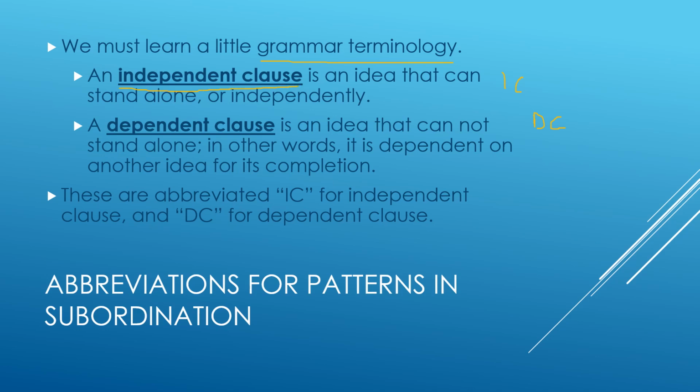An independent clause is an idea that can stand alone, i.e. it can stand independently. And I use the abbreviation IC for an independent clause. In contrast, a dependent clause is an idea that cannot stand alone. In other words, it is dependent on another idea for its completion. And so I will abbreviate that as DC, dependent clause. And that's what this says here, that I just use abbreviations if I'm commenting to you or as I diagram sentences on these slides.